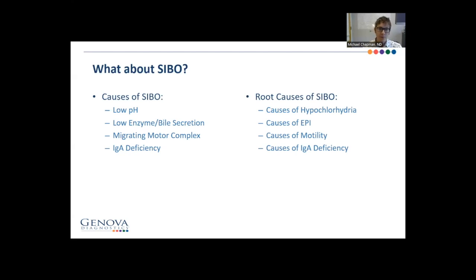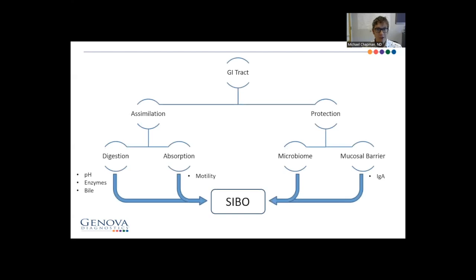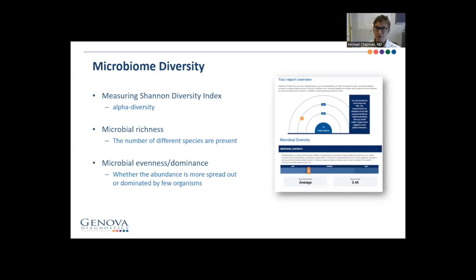So when I think about SIBO, I actually don't think of it as a separate thing from all the stuff we just talked about, right? On the digestive side, you have pH, enzymes, and bile. We've got motility, we've got IgA. These are all part of the system. So if you're correcting these root causes, you're also helping to correct SIBO in a patient. So keep in mind, it's all grouped together, and the test is supposed to help you get there.